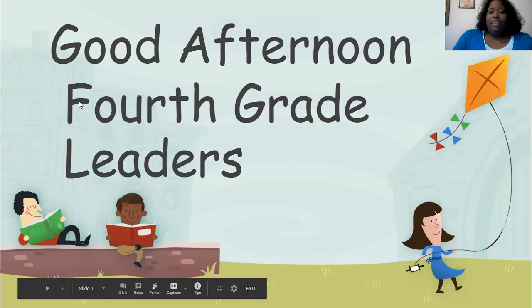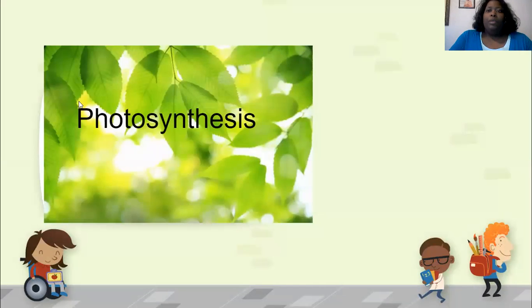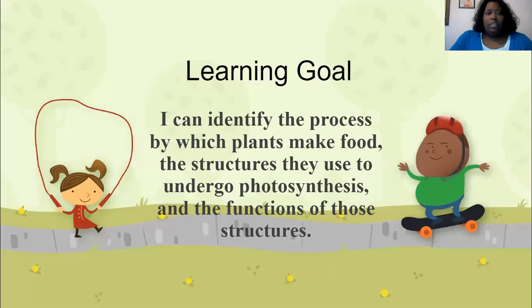All right. Again, good afternoon. So today we are going to continue learning about photosynthesis. Our learning goal for today, repeat after me. I can identify the process by which plants make food, the structures they use to undergo photosynthesis, and the functions of those structures. Again, I can identify the process by which plants make food, the structures they use to undergo photosynthesis, and the function of those structures.